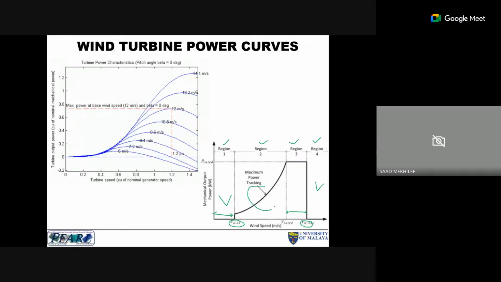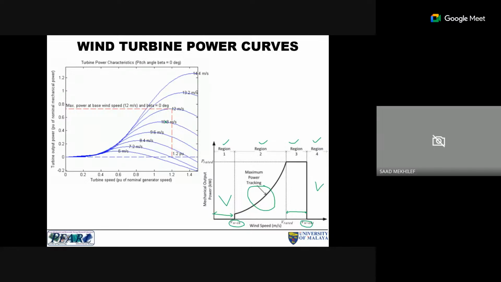Within this region, we need to track the maximum power. If you look into this wind turbine, you can see here the wind turbine speed, and here the wind turbine power, and you can see at different speeds, for example, 6 meters per second, 7.2, 8.4, 9.6, 10.8, and so on, 12, 13, and 14. On each curve, there is one operating point, which is the maximum power, for example, for this curve here, this is the maximum power for this point.